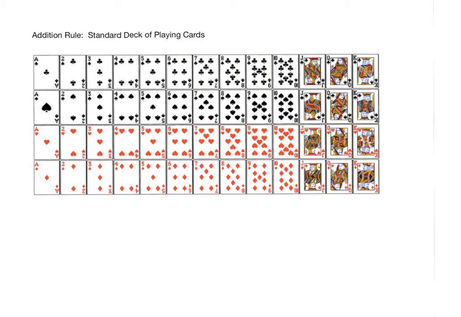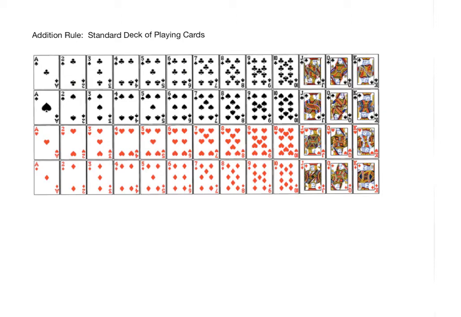In this video, we will discuss another important probability rule known as the addition rule. But before we do that, the standard deck of playing cards is often used to describe probability concepts. So let's go through and discuss the key features of the standard deck of playing cards before we move forward.